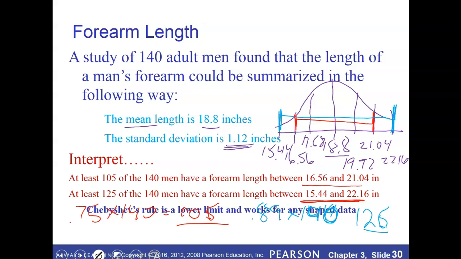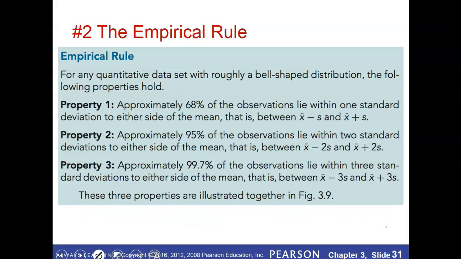Okay, so we want to understand that Chebyshev's rule is a lower limit. That means there could be more than that between those distances, and it works for any data shape. Okay, that's Chebyshev's rule. That's a really old rule.